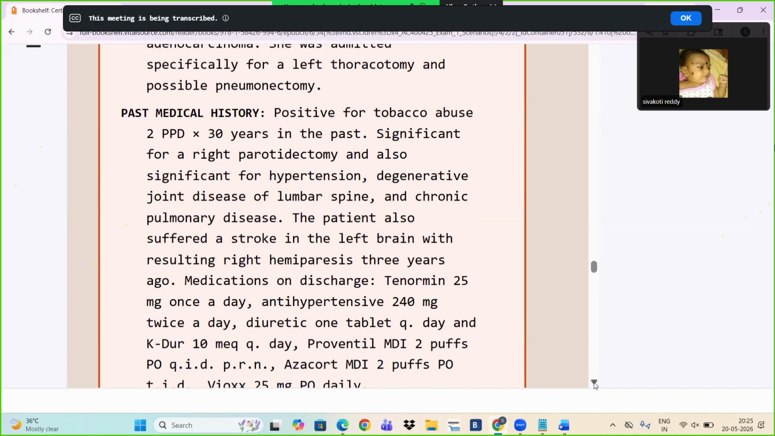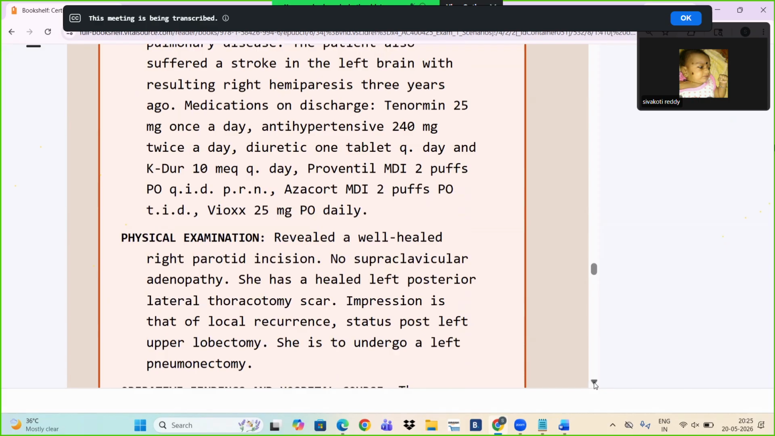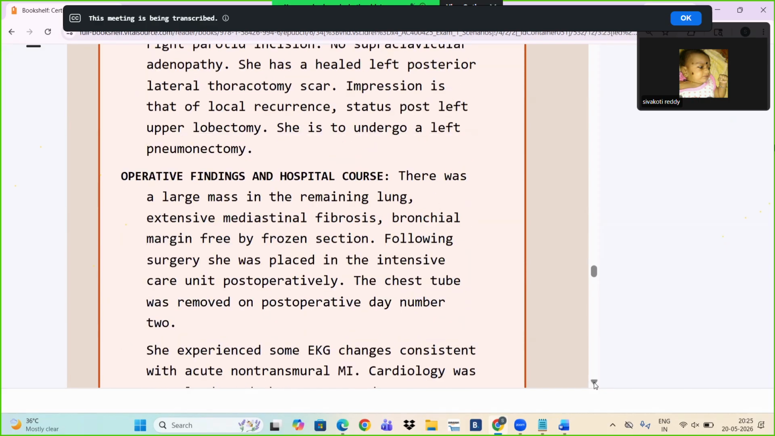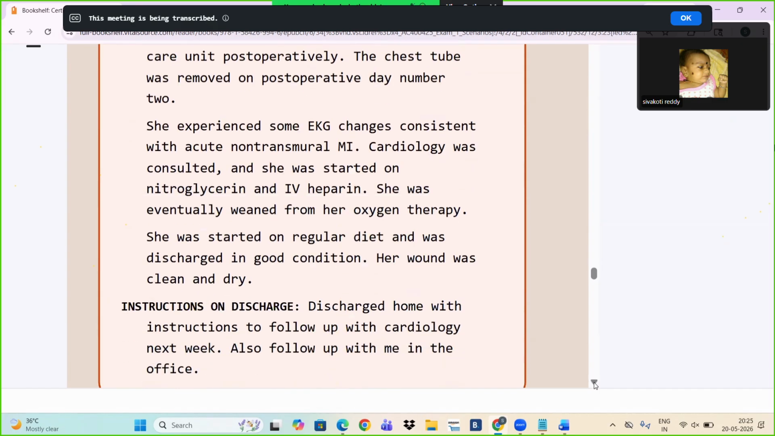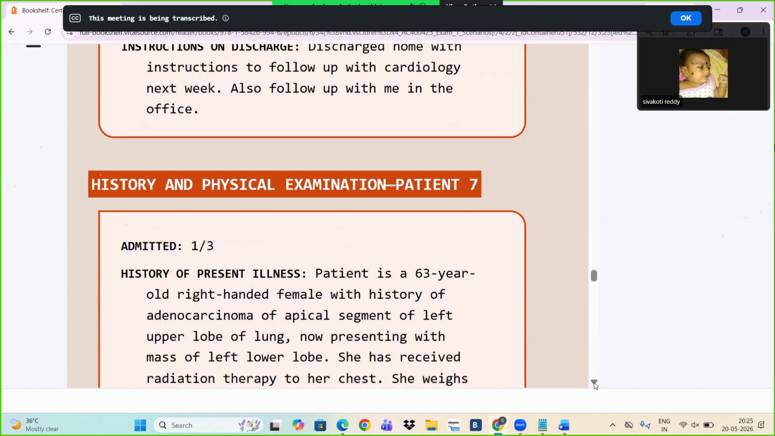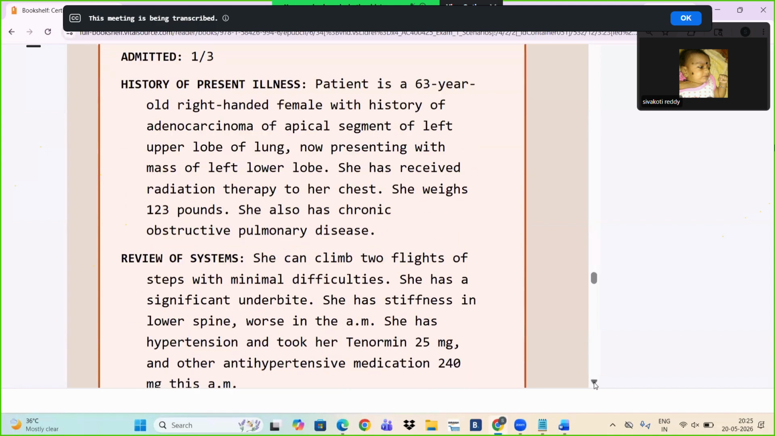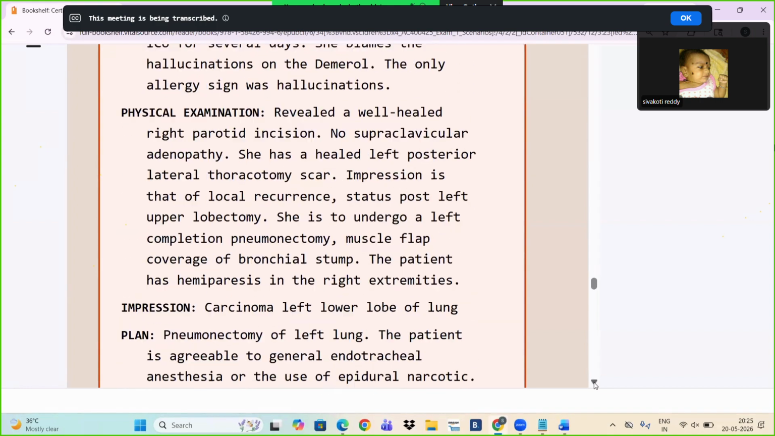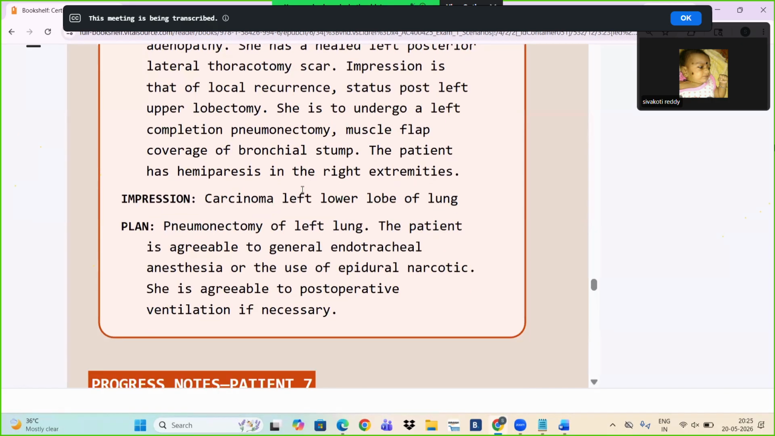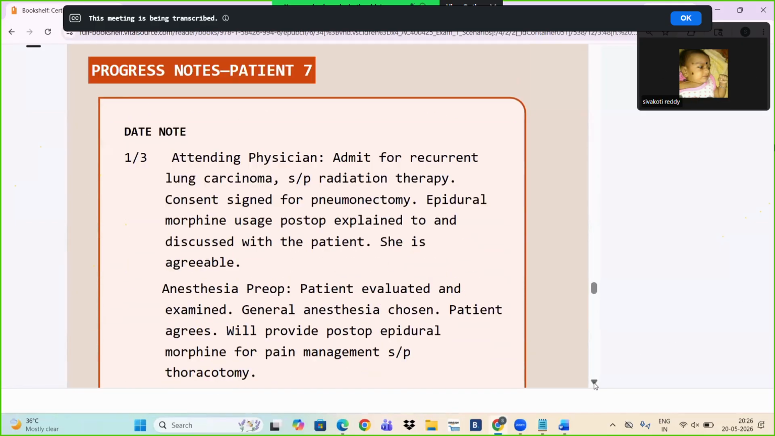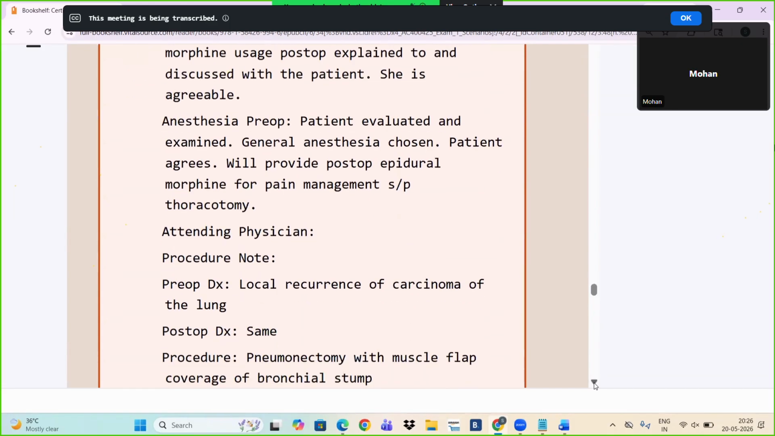Then they gave the medication, physical examination, operative findings, instructions and discharge, and H&P documentation. Okay, and what impression did they document here? Carcinoma lower lobe lung. This is the main reason. This is the diagnosis we need to check: carcinoma of left lower lobe lung. Then this will be the PDX, right? Correct.